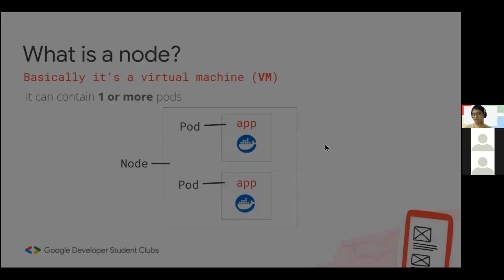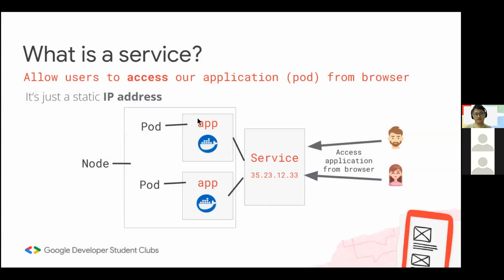All right. And then what is a service? A service is basically the IP address that our users access from their browser. The users will access our application through this service component that has an IP address, and the service will route the traffic to our pod, which is the application. And this is how our users access our application. It is through this service component.